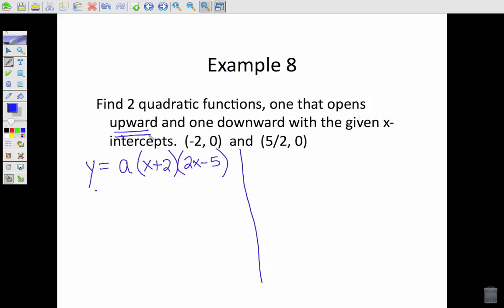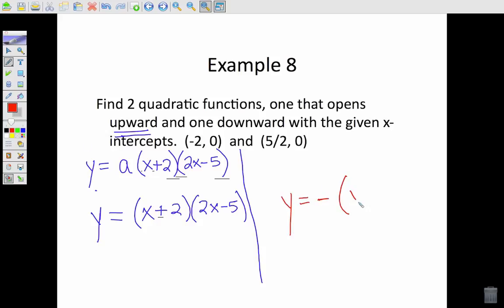All right, if I just want to have this be opening up, then I just want my a to be positive, and it can be any number, so we're going to just keep it as 1. Remember, the number is not going to change the location, it's just going to change how wide it is. So if I just do a positive 1, that will give me my result. So now if I want to do negative, all I need to do is just change it to negative. I can use any number here. I'm just going to keep it simple though.